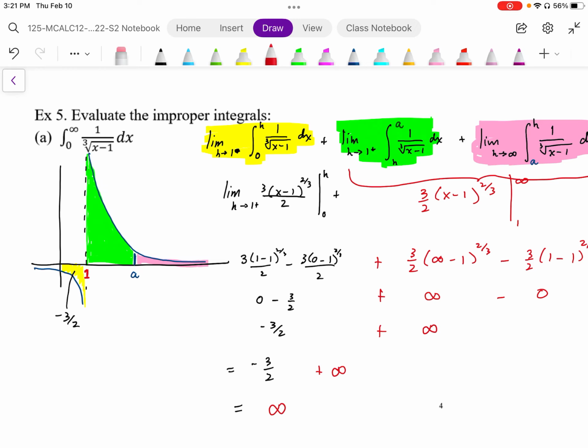Okay, we generally will not have all three of these issues involved. We'll just usually have one or two limits. If we're integrating across an asymptote, we'll just have two limits and we won't integrate to infinity. And that will avoid having to split up that area into two parts.